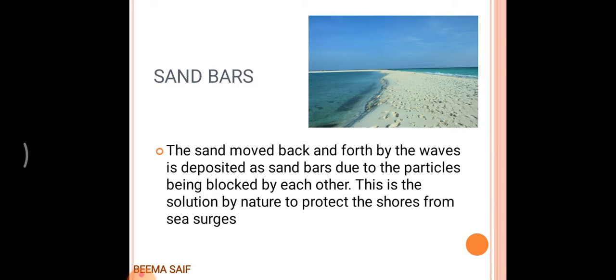The sand moved back and forth by the waves is deposited as sandbars due to the particles being blocked by each other. This is the solution by nature to protect the shores from sea surges.